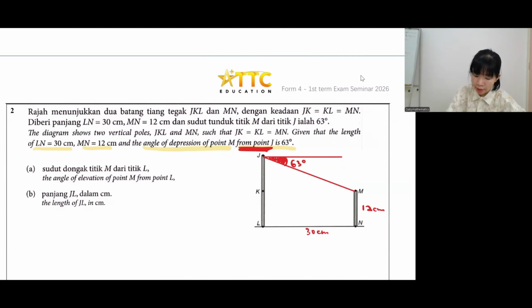LN is 30 cm, MN is 12 cm. Okay, question 8. Angle of elevation of point M from L. Where is it? Look up. From where? From L. Go find L, L is here. From L, you have to draw a horizontal line first.